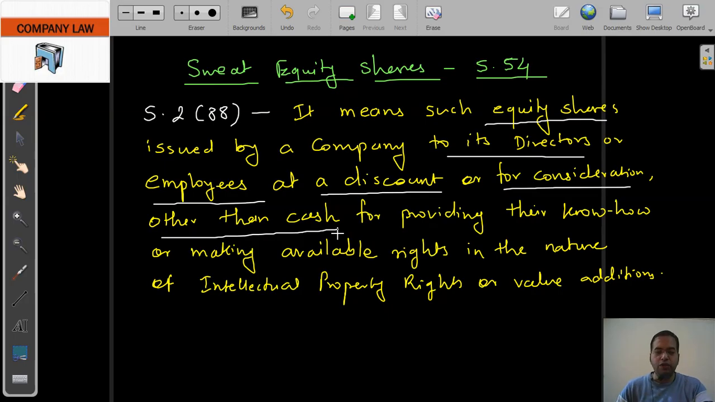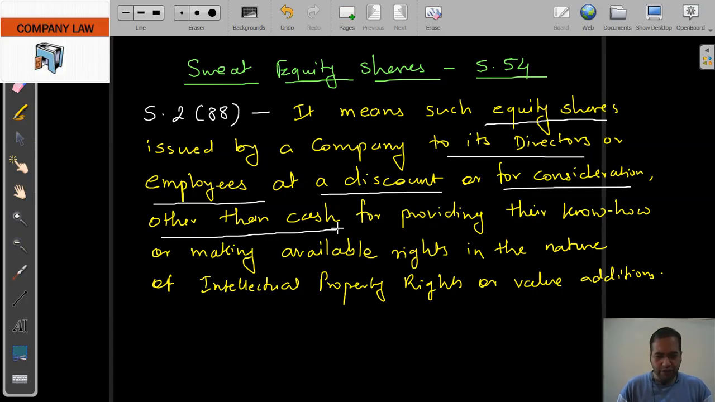Okay, so even the subsidiary companies' employees and directors can also be recognized by issuing these sweat equity shares. And value additions, as I told you, can be related to the creation of some kind of intellectual property rights, which will be beneficial for the company, by which the company is going to earn a good amount of money.